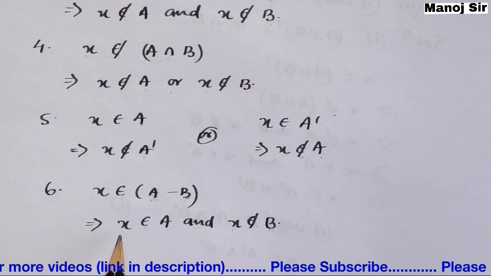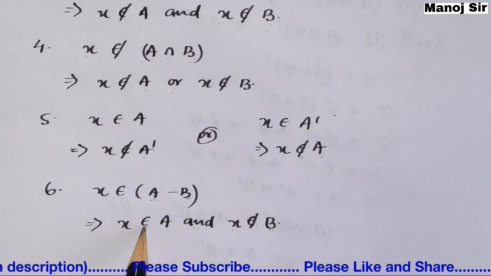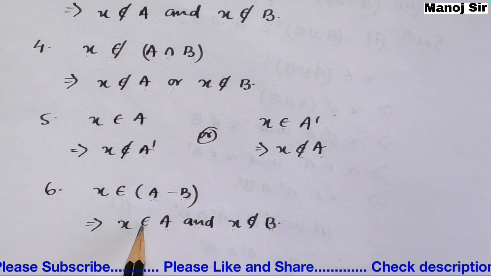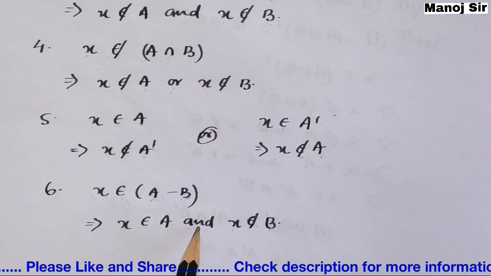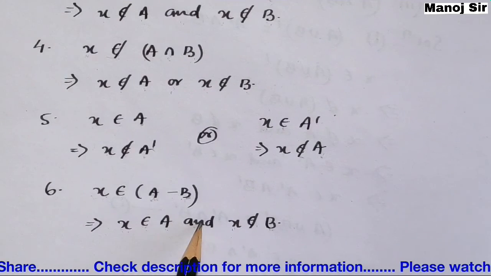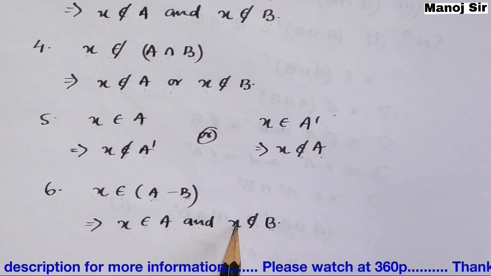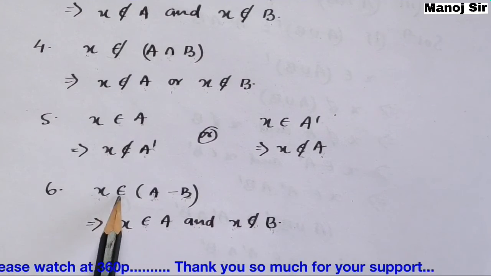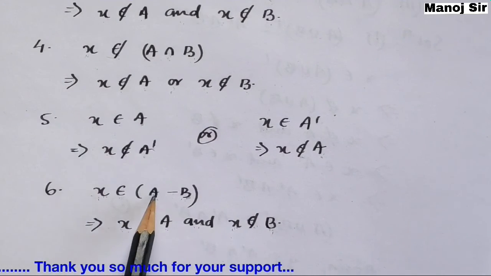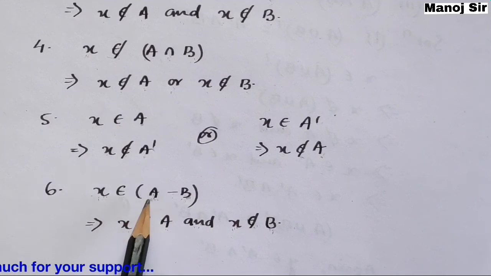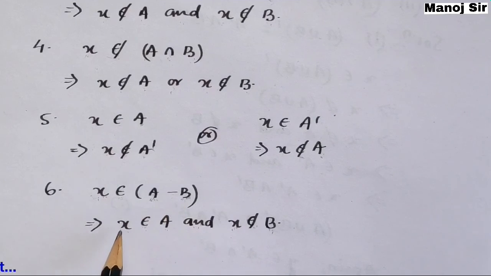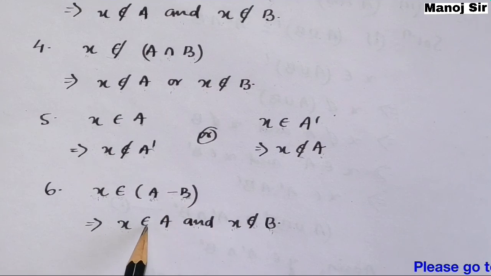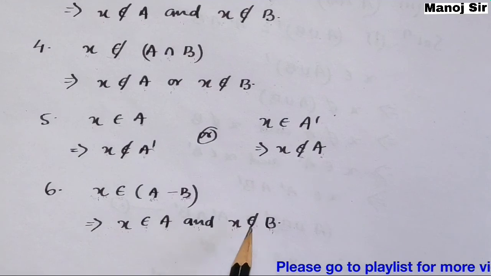So we need to write this as: the element x belongs to set A, and the conjunction used is and, the element x does not belong to B. I repeat, the element x is present in set A but not present in B. So the element x belongs to A and x does not belong to B.